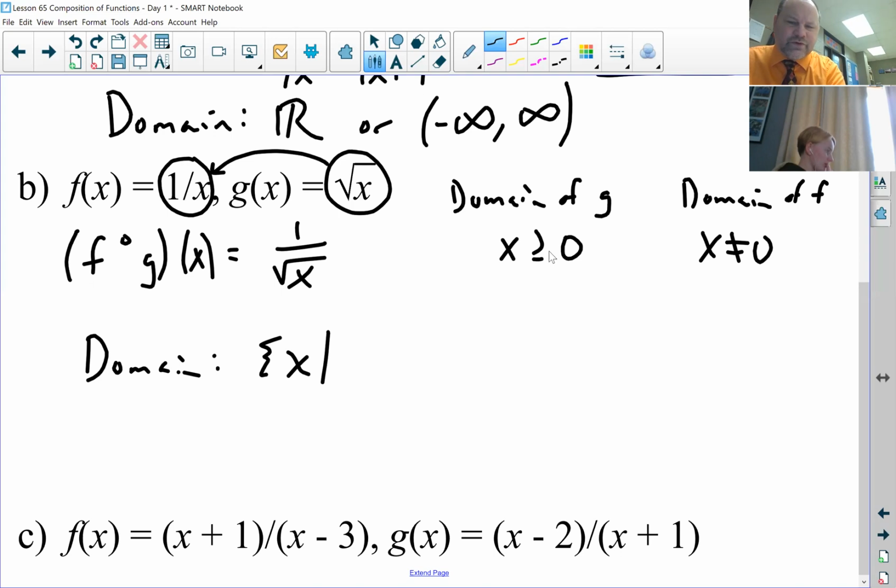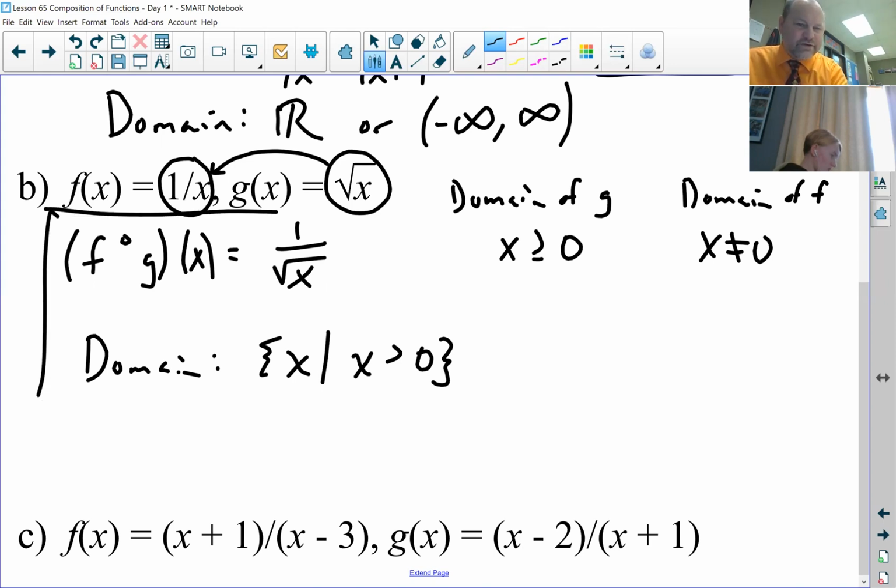So X is greater than or equal to 0, but not equal to 0 can be written as X just has to be greater than 0. That's a really bad bracket. Wow, that's so much better. So there is our answer.